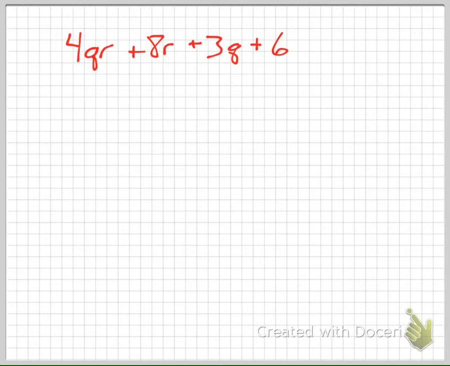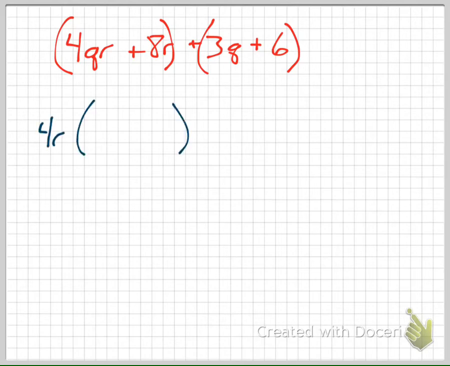The problem is that it's not factored as far as we can go. We're going to do what's called grouping. We are going to literally group these guys like that. What can I pull out of these two now? I can pull out a 4r. Do you agree? And what's that leave me with when I divide this by 4r? Q plus 2. Do you agree?